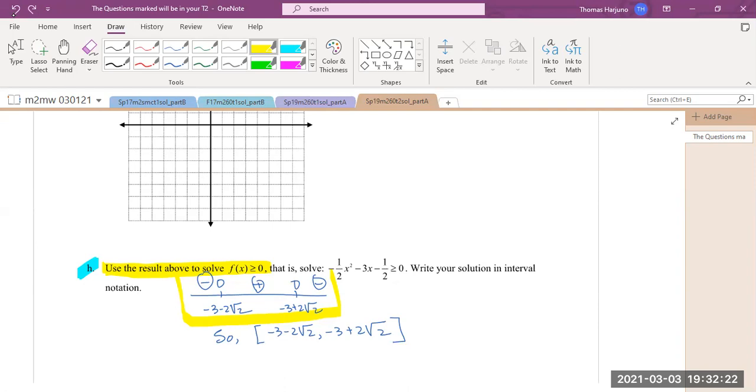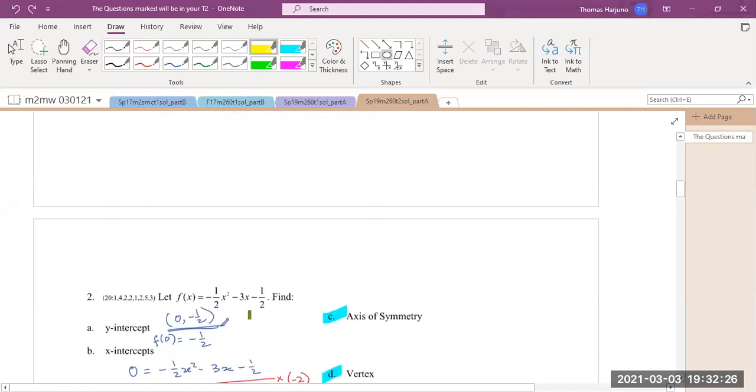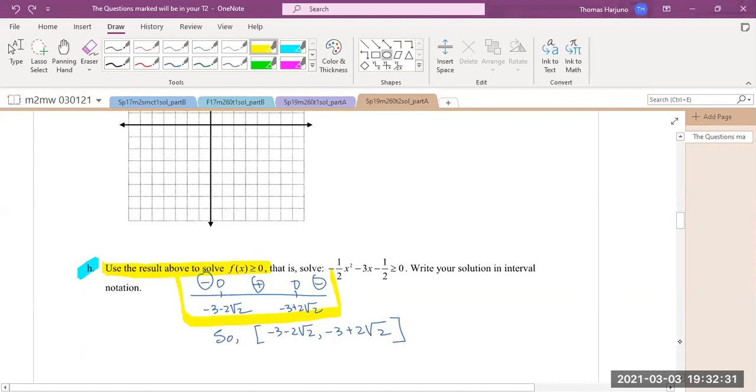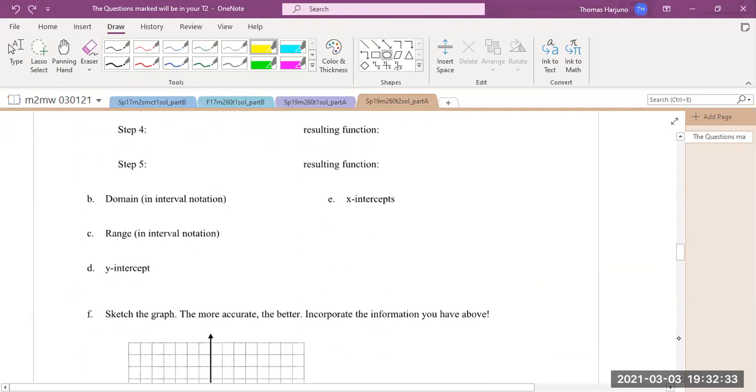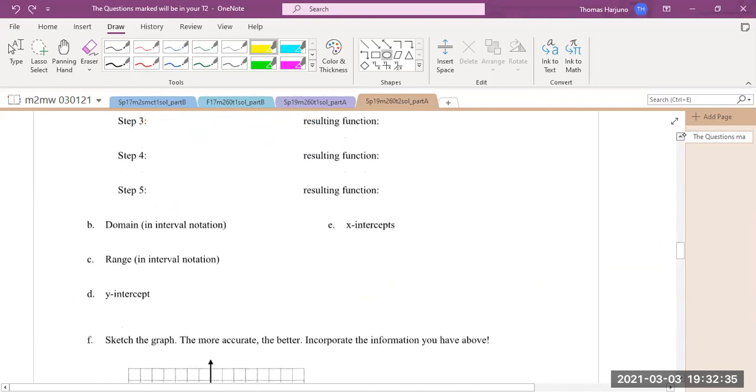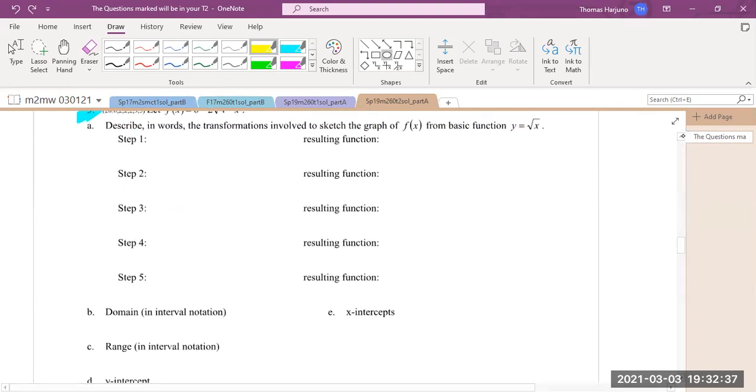We have the critical numbers already, right? When we solve equals to 0, that's our critical numbers, right? Let me go on. How about this one here? How to find the y-intercept? What is the function again?